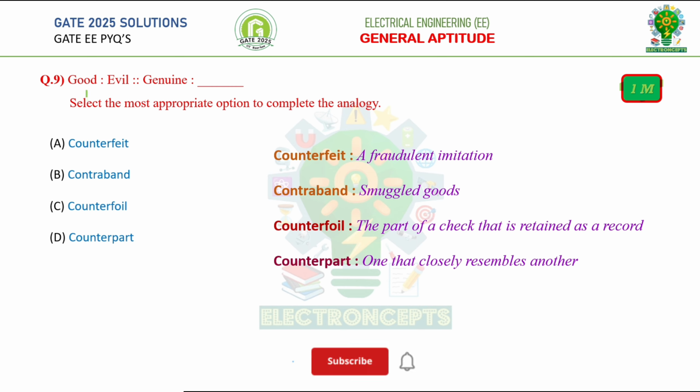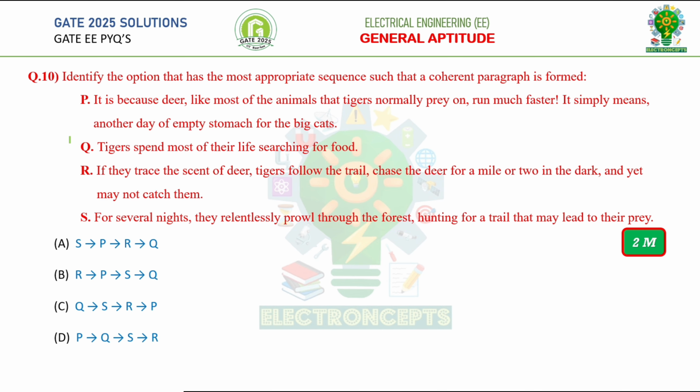Now let's analyze the question. It is given that good is to evil, which means good and evil are opposite. So we need to find the word which is opposite to the word genuine. From the options, the word counterfeit seems to appropriately suit the word which is opposite to the word genuine. Therefore, option A is correct. Now let's go to next question.